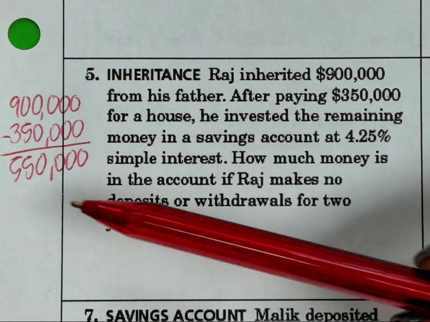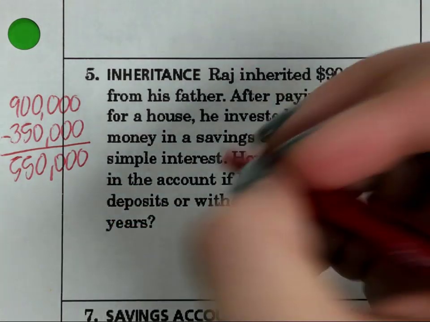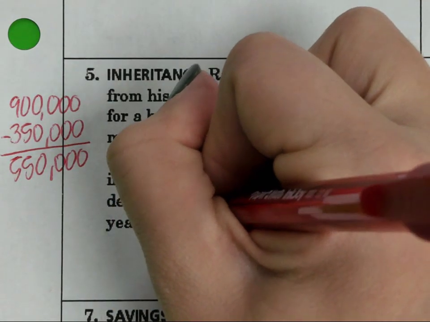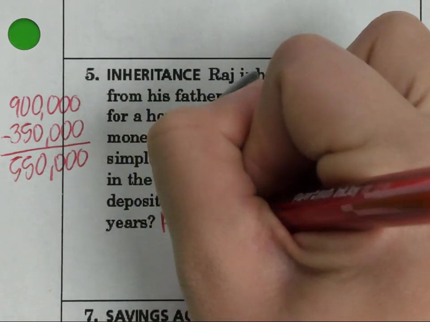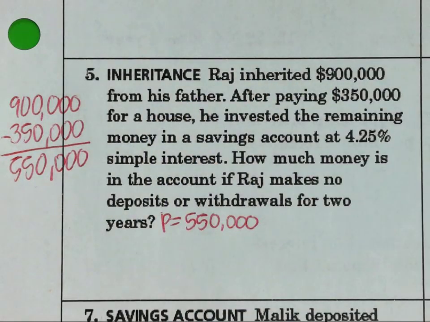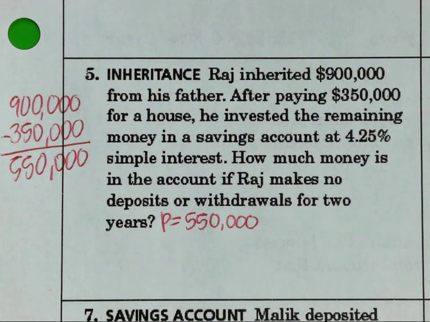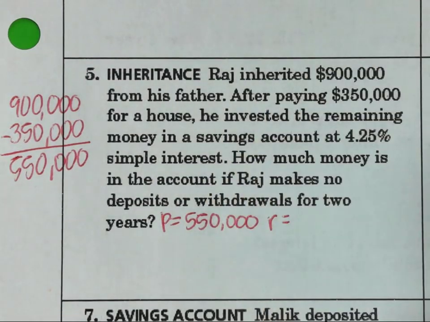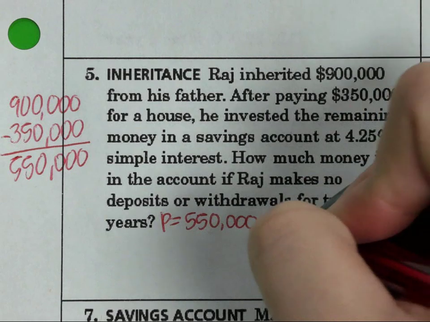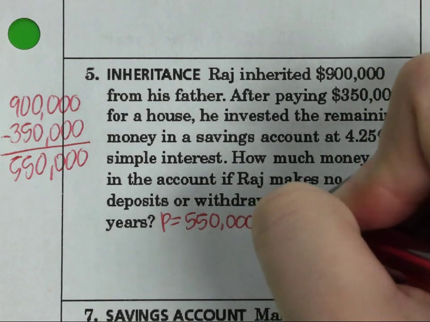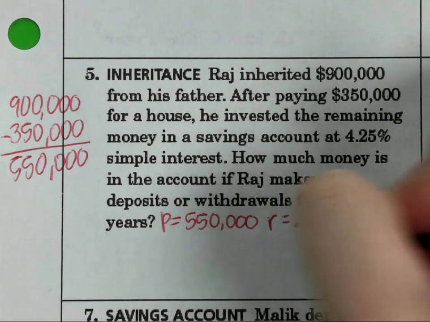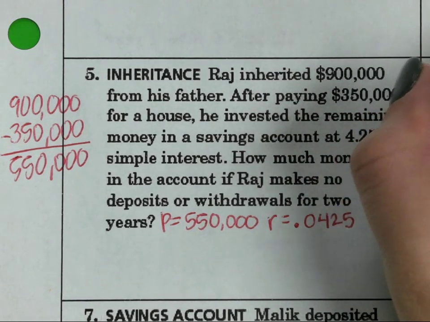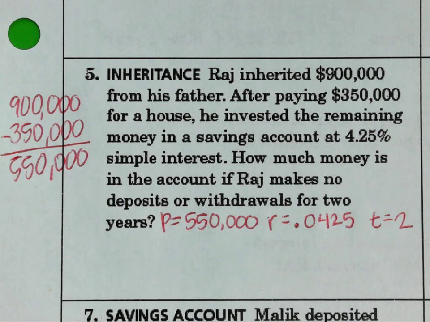So after he bought his house, he had $550,000, and that's what he invested in his savings account. So that is going to be my P. So then my R, which was his interest rate, was 4.25%. So as a decimal, that's 0.0425. And then how many years are we looking at? 2. 0.0425, yes.